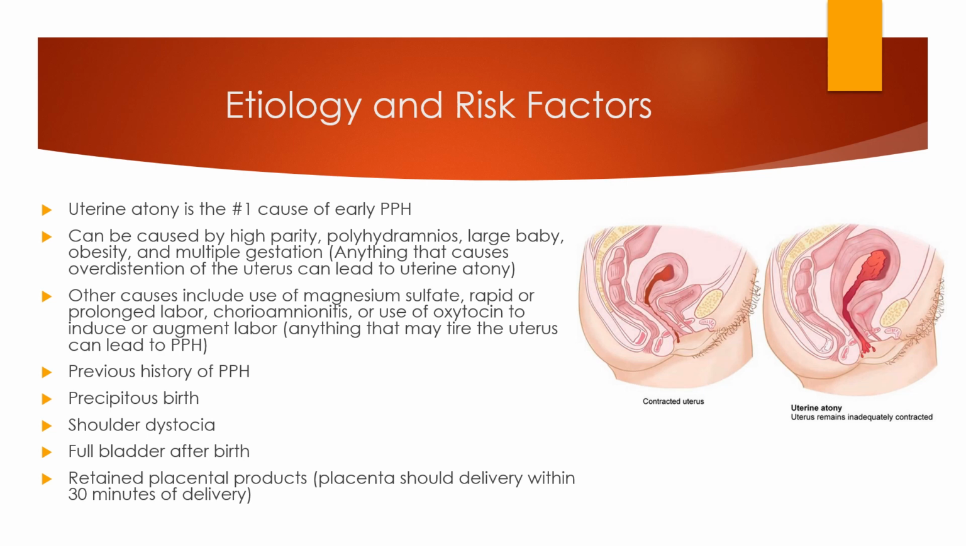Previous history of postpartum hemorrhage. This is your first clue that the patient could be at risk for postpartum hemorrhage. So when you know a patient has a history, there are things we can do to help prevent it from occurring again. Precipitous birth. This is a very rapid delivery. Most of these lead to lacerations.